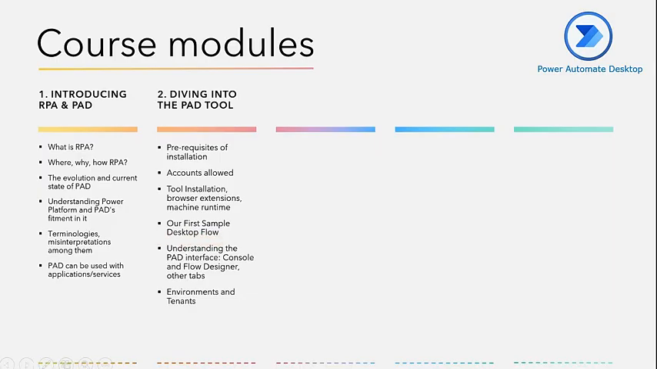This flow is going to be intentionally simple in nature just to get an idea about what the Power Automate desktop tool is and how bots or flows are built in it. Then we will start to understand the Power Automate desktop interface itself, the main console, the flow designer and its different tabs. I will be going through every single section and explaining why it is used and where it is used. And then the concepts of environments and tenants, which are going to be required for you in your automation journey.